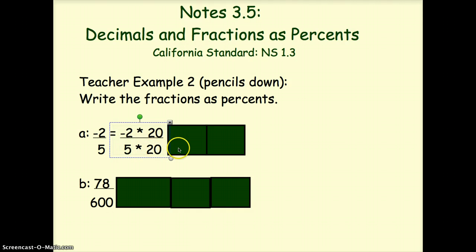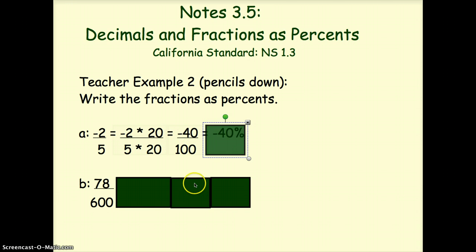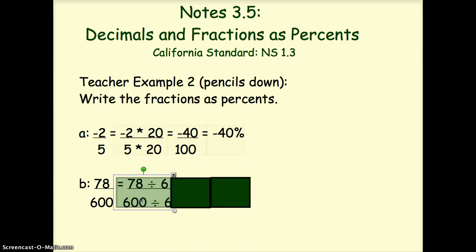5 times 20 is going to give us 100. So -2 times 20 will give us -40. -40 over 100 is the same thing as saying -40%. So our answer is -40%. Now, 600 is larger than 100, so we need to move the opposite direction. Divide both numerator and denominator by 6. 78 divided by 6 is 13. And of course, 13 over 100 is the same thing as saying 13%.